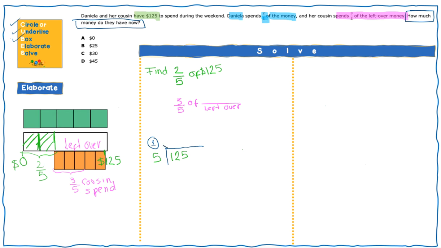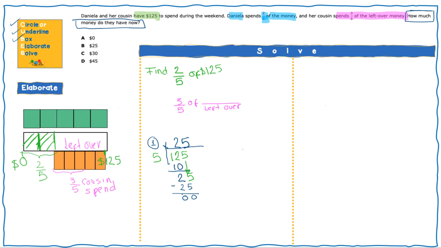So let's divide. Can I fit 5 into 1? No. Okay. What about into 12? Great. How many times? 2 times? Awesome. 5 times 2, that's 10. We subtract 12 minus 10, that is 2. We bring down the 5. Excellent. And then 5 into 25. Yes, that's going to be 5 times. 5 times 5, that's 25. So the remainder will be 0.